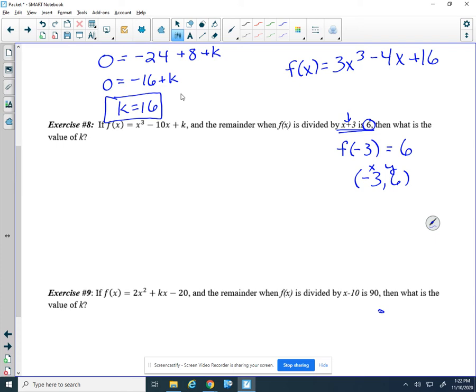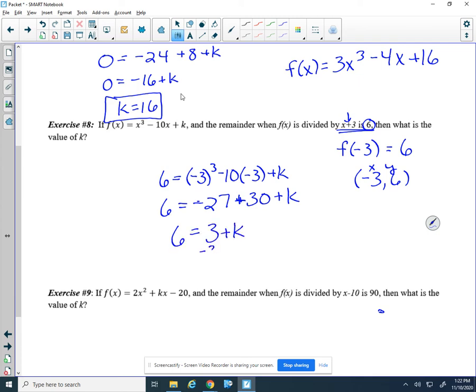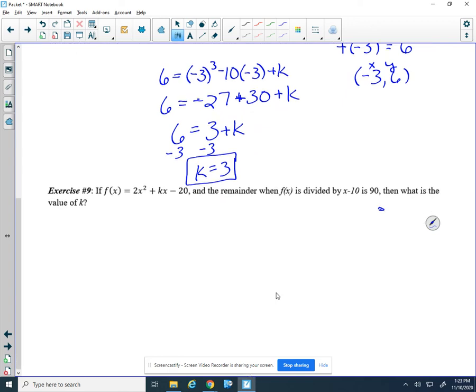So 6 is my f of x, that's my y value, and then I have negative 3 cubed minus 10 times negative 3 plus k. So negative 27 plus 30 plus k. It's not turning out great. So this is 6 equals 3 plus k. So if I subtract that 3, I get k equals 3. So there's one more. I would definitely suggest pausing the video and trying that one on your own. But I will do the work from that one.